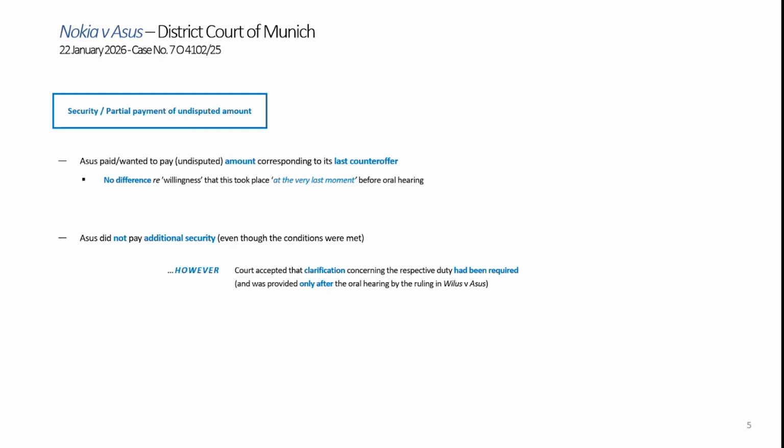But Asus did not pay this additional security. Although the conditions that we discussed a minute ago would have been met in the present case, which would mean basically that in overall terms, the security provided by Asus was not sufficient in the sense that it did not meet the requirements that the Munich District Court had set.